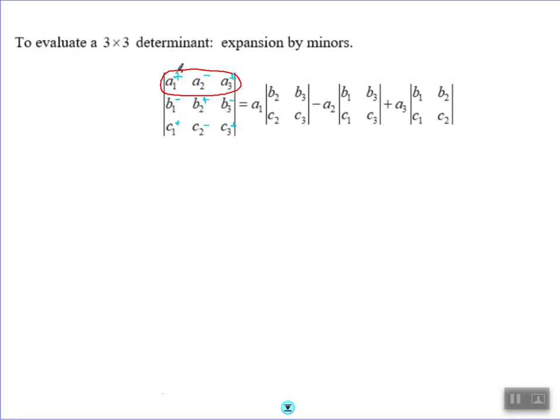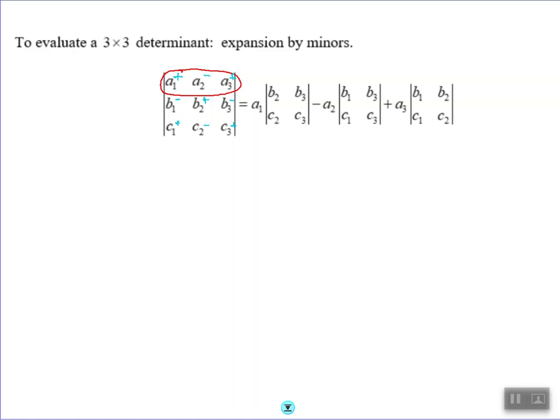So, if I'm starting with A1 as my first scalar, since this was assigned a positive value, then I'm going to keep the sign of A1. Then I'm going to cross out the row and the column that A1 is in, and I'm left with 4 values, B2, B3, C2, and C3. And I'm going to take those 4 values, and that will become this smaller matrix here. And I need to find the determinant of that smaller 2x2 matrix.